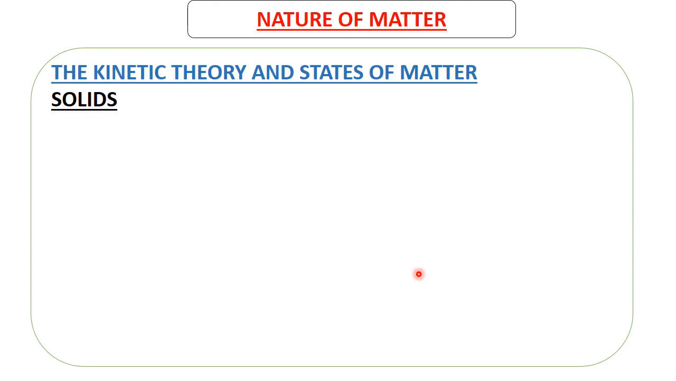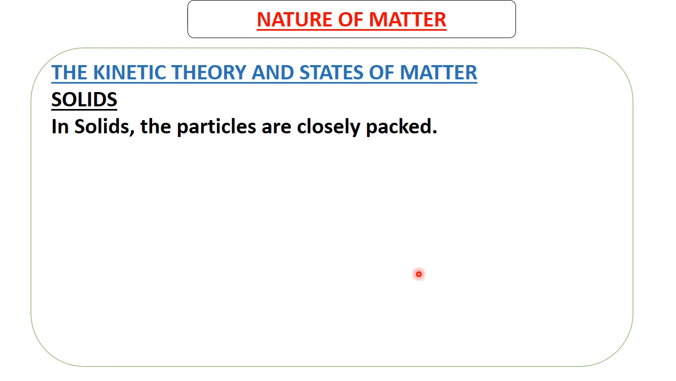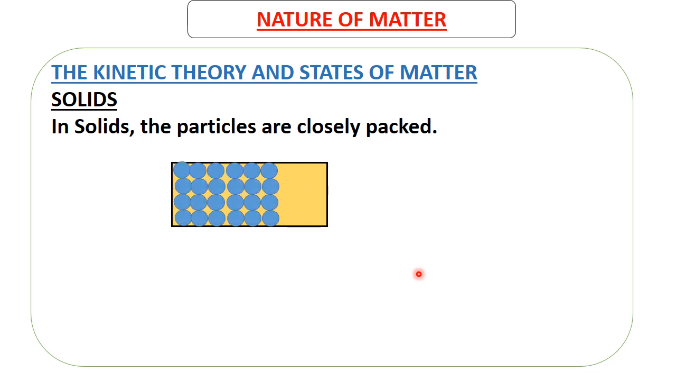So we're going to start with solids. We're going to understand the chemical composition of solids using the kinetic theory. In solids, the particles are closely packed. Given a solid substance like this, the particles are packed like this. So we can see that the particles are so close, there's not much space in between them.